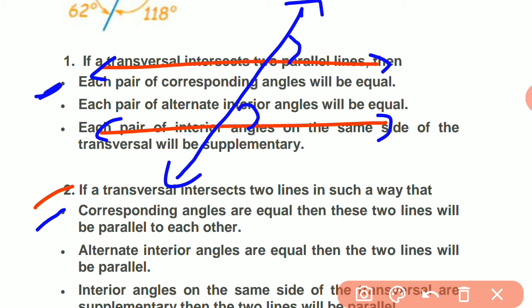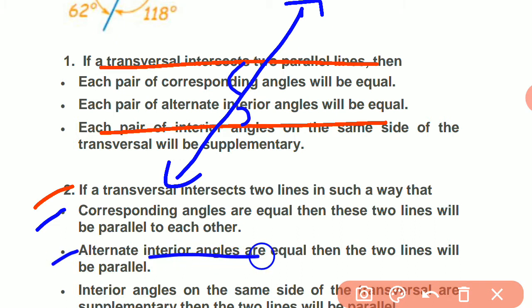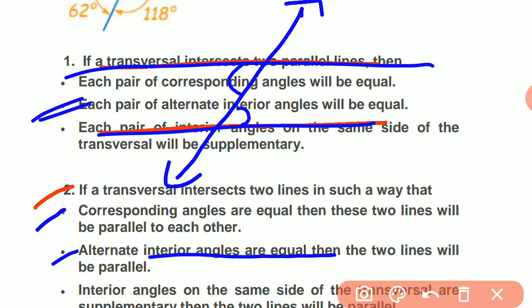Similarly, if alternate interior angles are equal, then the two lines will be parallel. Suppose this angle is equal to this angle. If alternate interior angles are equal, then the lines will be parallel. This is the converse of the second.